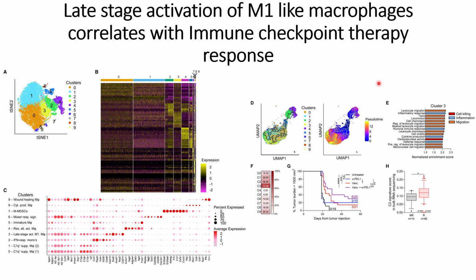Once they identified that it's cluster 3 that resembles the late stage activation of M1-like macrophages, they found from the literature that similar kinds of responses are observed, or similar genes are dysregulated, when patients are treated with immune checkpoint therapies.